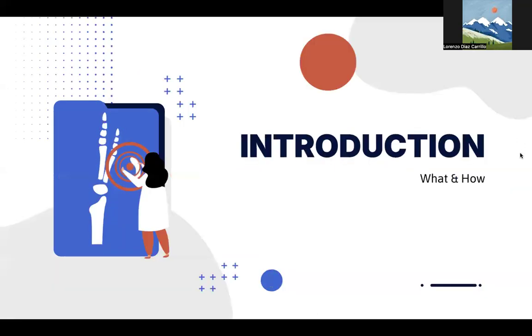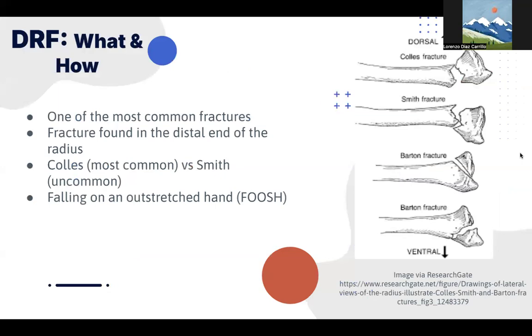So with the introduction, so what and how? It's really interesting. DRFs are very, very common, unfortunately. There's about 150,000 or 200,000 annually. In a straightforward way, DRF is a fracture that occurs on the distal end of the radius. Common symptoms associated with this are pain around the wrist, especially with movement, swelling, tenderness, deformity, misalignment of the wrist, bruising, and just really overall limited mobility and strength.